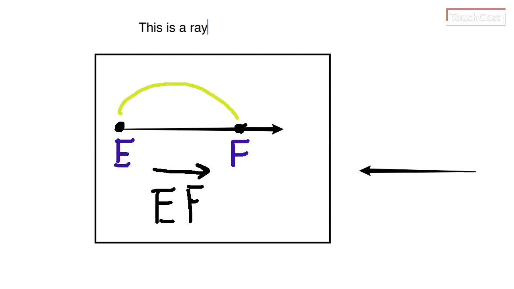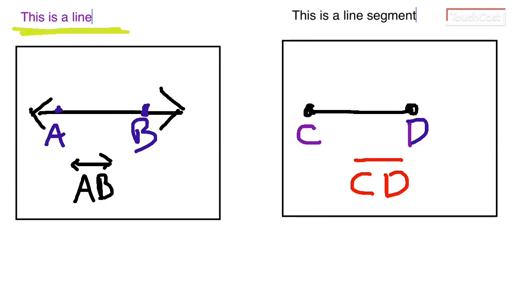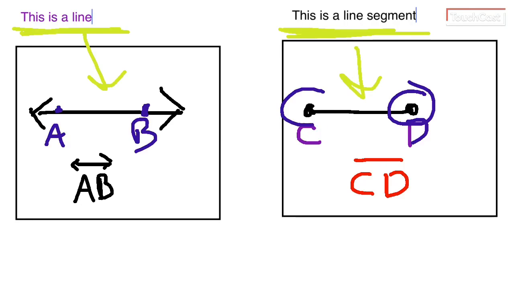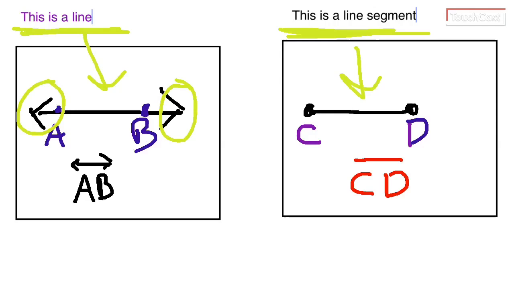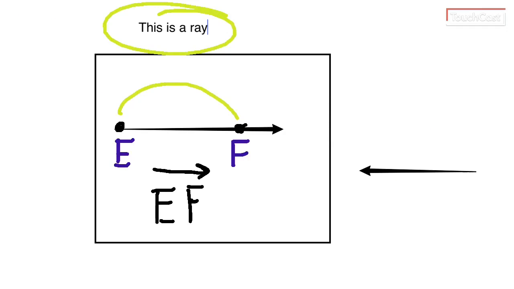So think about this. We talked about what a ray is, and that's right here. We talked about what a line segment is, and that's right down here. And we talked about what a line is. The best thing to remember is a line segment doesn't have those arrows anywhere. A line is going to have arrows on either side. And finally, a ray is kind of in the middle.